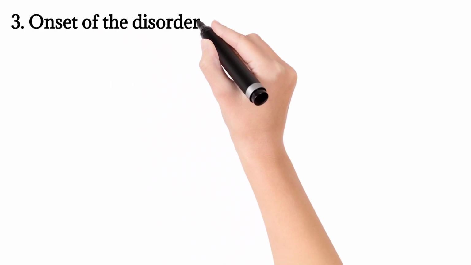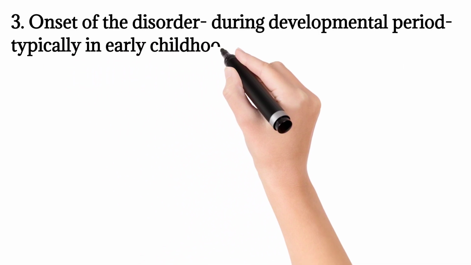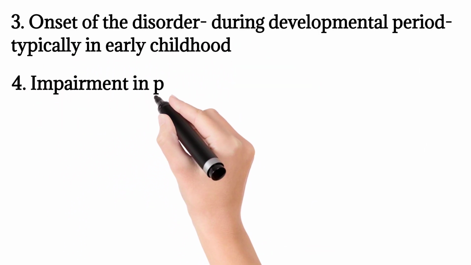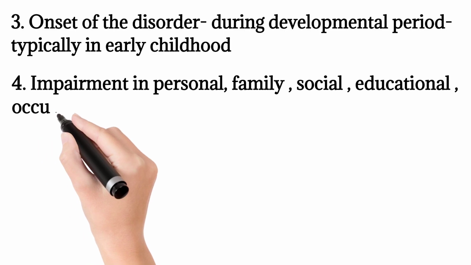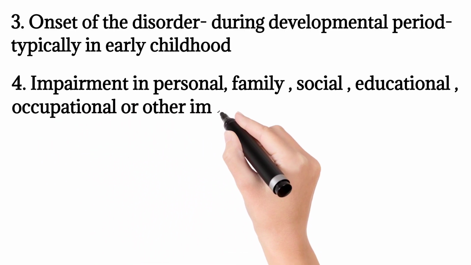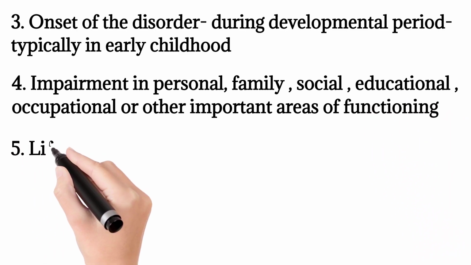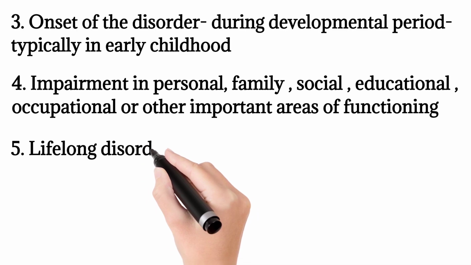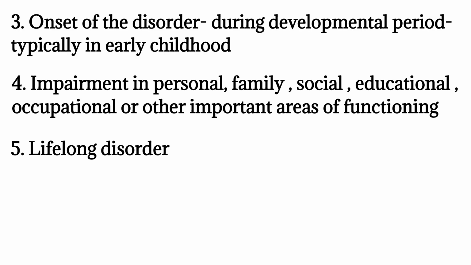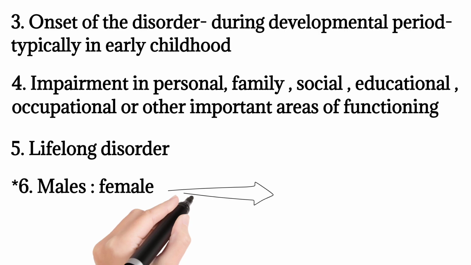The onset of the disorder occurs during the developmental period, typically in early childhood. The symptoms result in significant impairment in personal, social, educational, occupational, or other important areas of functioning. It is a lifelong disorder, the manifestation and impact of which are likely to vary according to age, intellectual and language ability, co-occurring conditions, and environmental context. Males are 4 times more likely than females to be diagnosed with autism spectrum disorder.